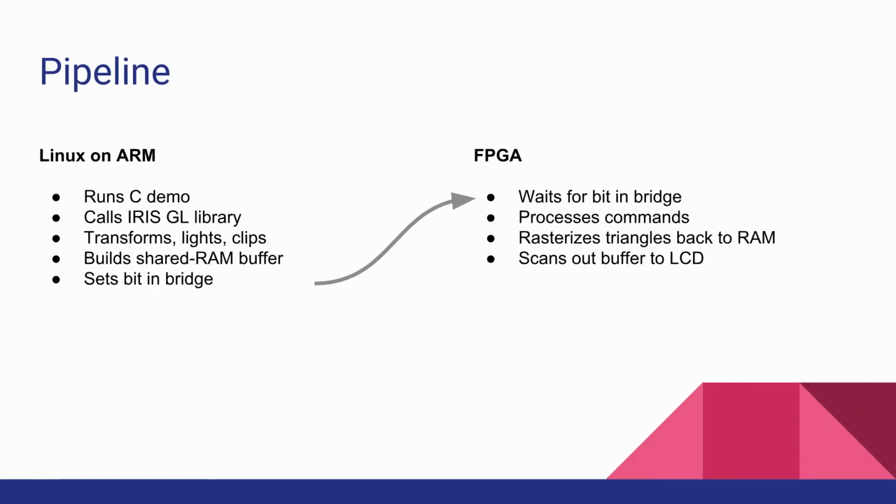So that's all the per vertex work. It sticks everything into memory. And then there's a 32-bit register, which is accessible by both the ARM and the FPGA, and it sets a bit saying, I'm done. The FPGA, meanwhile, is looking at this bit and says, good, and goes to memory and looks through the triangle list, and for each triangle, figures out all the pixels that are on, draws them into an internal frame buffer and scans that out to the LCD.